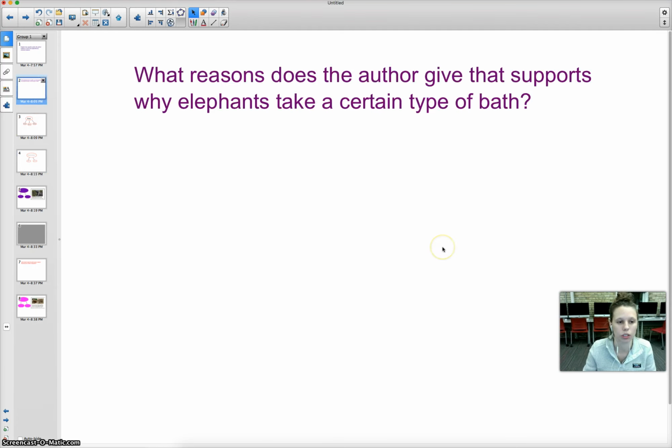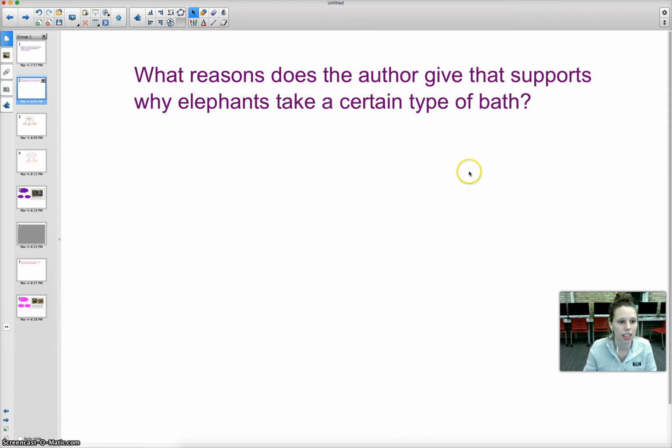Let me go back to my question. What reasons does the author give that supports why elephants take a certain type of bath? Yeah, I don't know that much about elephants to answer that off the top of my head, so I'm going to have to go back into my text. In order to find this in my text, I'm going to have to look for the same type of words that I see in this question in the text.